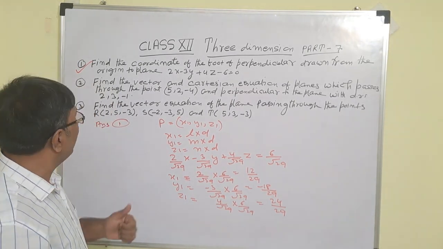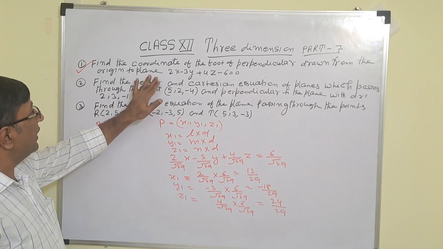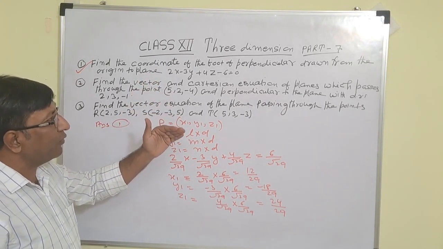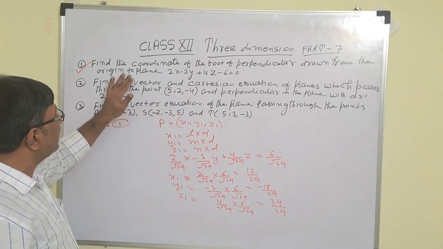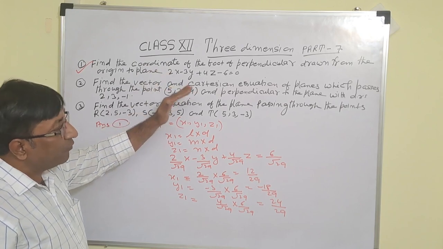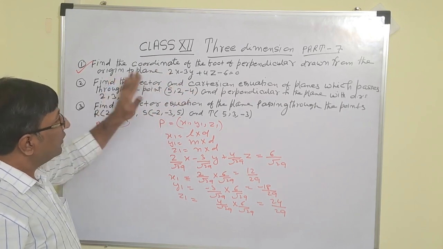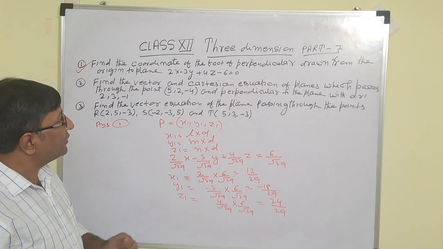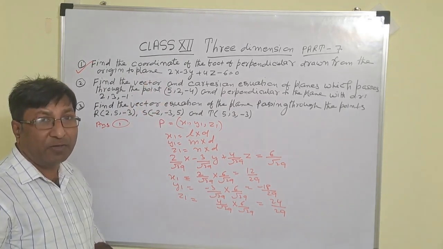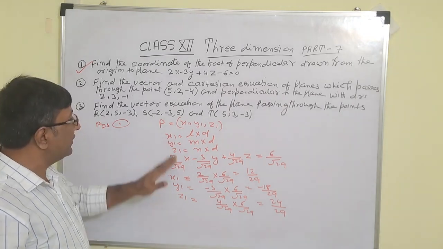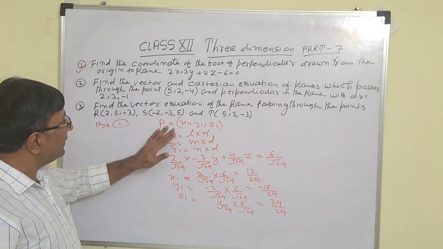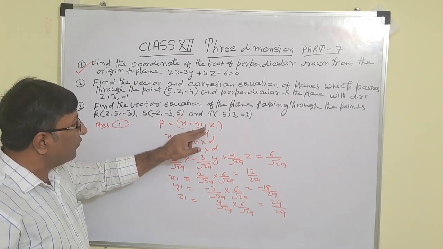So again, let me explain this question. The question is: find the coordinates of the foot of the perpendicular drawn from the origin to this plane. So we have to find the coordinates of the foot of the perpendicular drawn from the origin to this plane. For this type of question, first suppose the coordinate of the foot of the perpendicular is x1, y1, z1. This is the point P. Now we have to find the value of x1, y1 and z1.